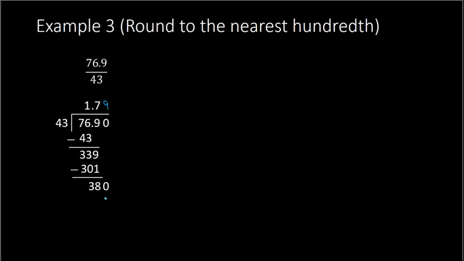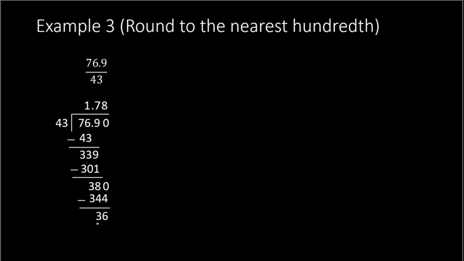9 times 3 is 27. Carry the 2. It's going to be 387. Again, just a little bit too big. So we need to decrease this by 1. It's going to be an 8 instead of a 9. So let's put an 8 up there. And we do 8 times 43. And we're going to get 344 when we multiply. And now we subtract, and we're going to get 36 down here.